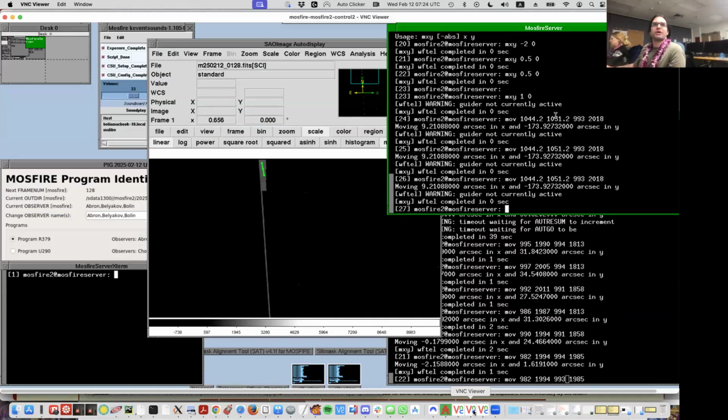So all moves from here on out should be pretty small. Okay, I'm ready. So this is going to be the science target. And we're not going to do a slit nod, we're just going to do a stare. And this is going to be a long exposure. So we're going to do 30-second exposure time with 6 coadds.